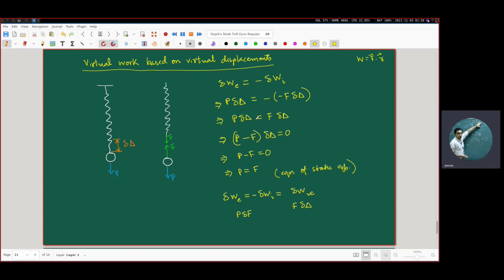Okay, so if you go back to this thing, this is what you were getting. P del delta is equal to F del delta. So there's nothing new that you are obtaining here. It's just a different way of looking at it.